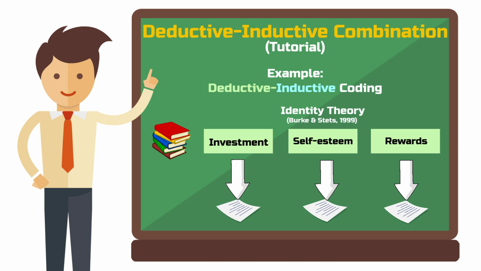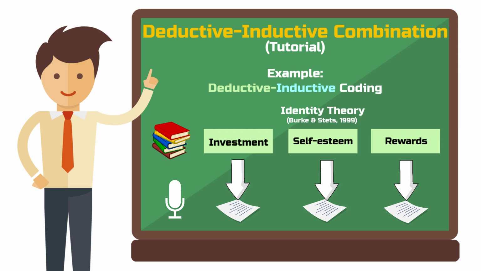According to deductive logic, 3 main themes would emerge. The first main theme could be investment in whatever your topic is. The second could be self-esteem based on whatever your topic is. And the third, you guessed it, could be rewards from whatever your topic is. You could now structure your data, such as interview passages, according to these 3 main themes using regular coding techniques.